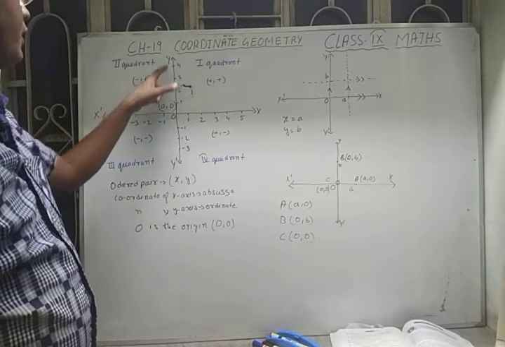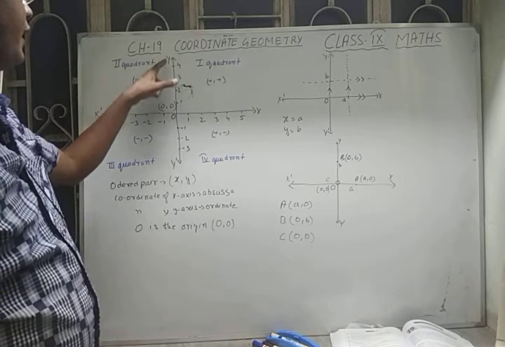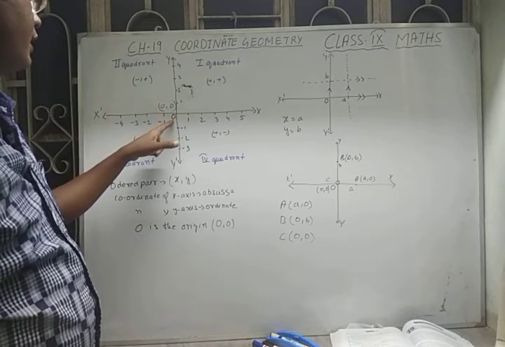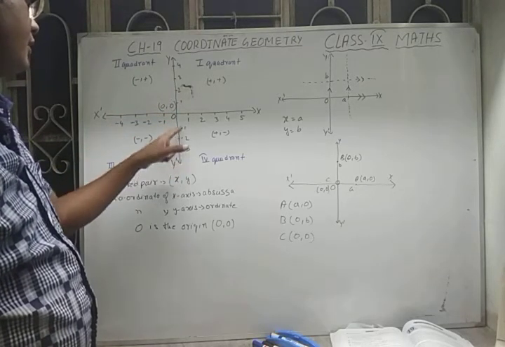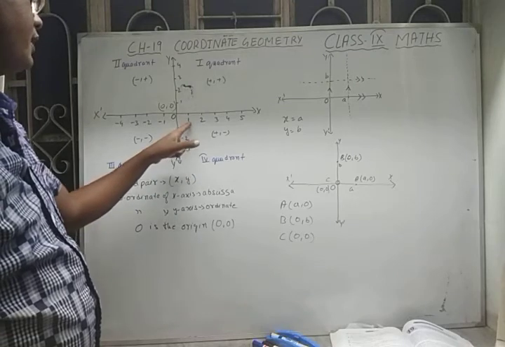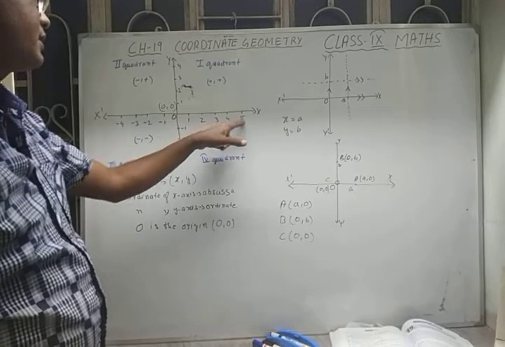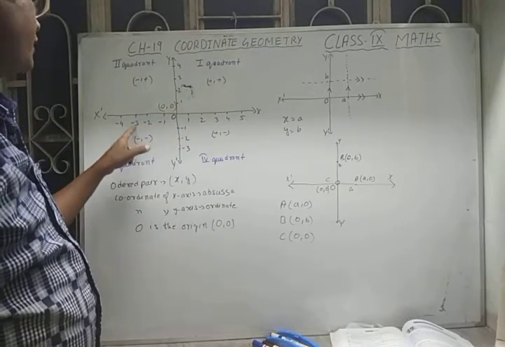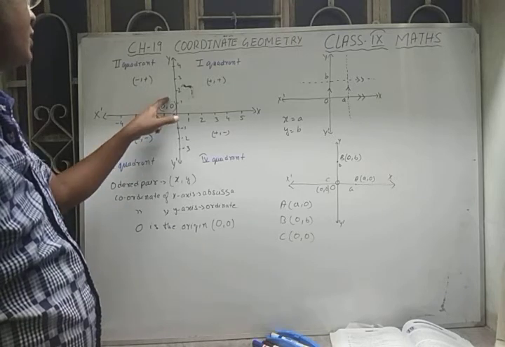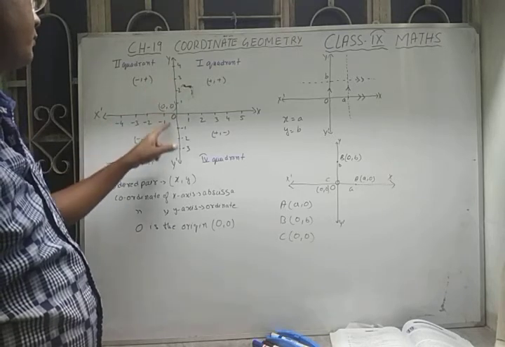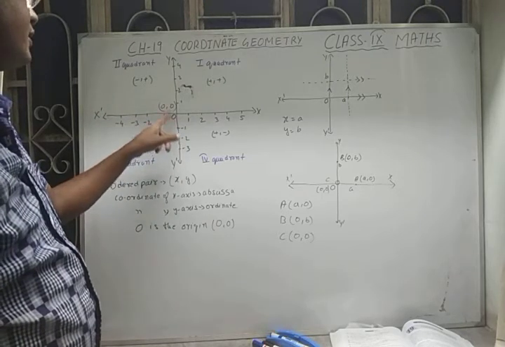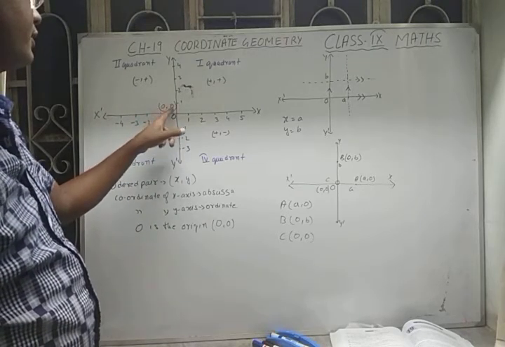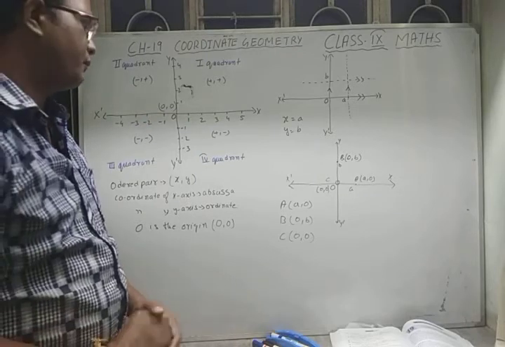The top of the origin in the y-axis is positive, and below the origin in the y-axis it is negative. You can see plus 1, plus 2, plus 3, plus 4, plus 5, minus 1, minus 2, minus 3, minus 4, like this. And the origin is the 0, 0 coordinate, so it can be written as 0, 0.